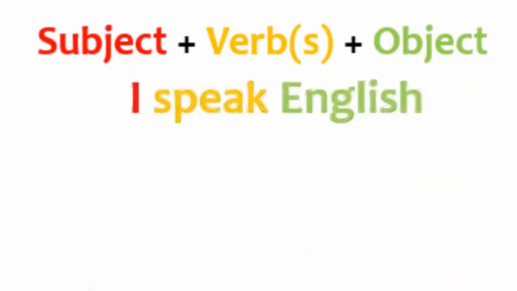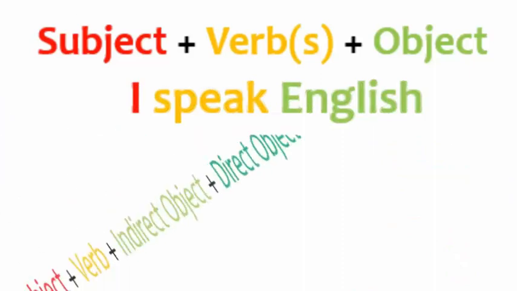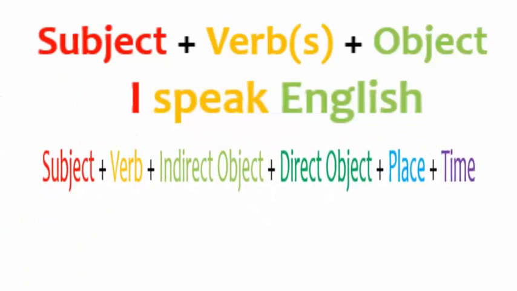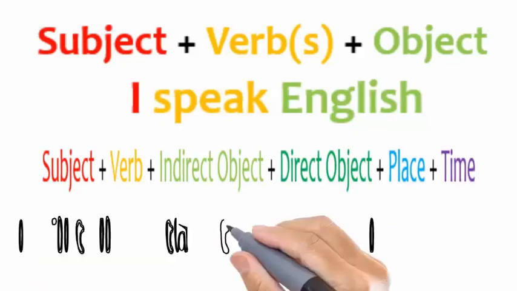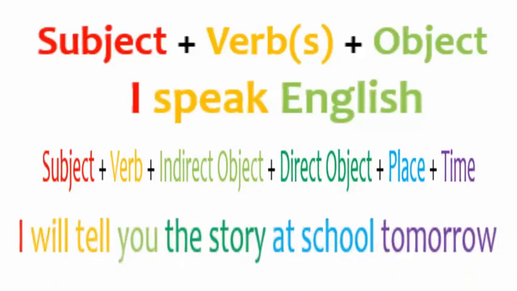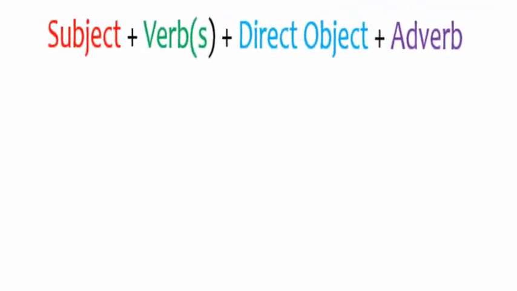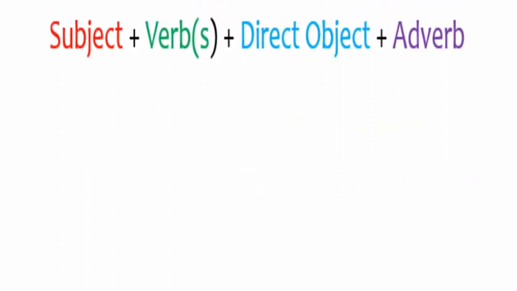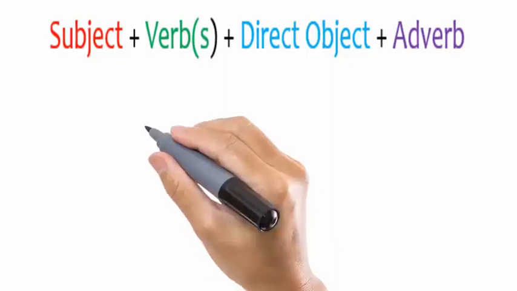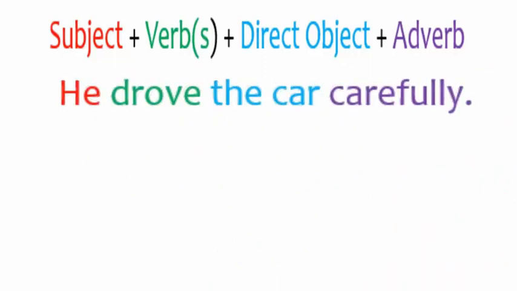If you wanted to use indirect and direct objects with place and time, the structure would become subject, verb, indirect object, direct object, place, and then time. For example, "I will tell you the story at school tomorrow." Adverb of manner is placed after the direct object. So the order becomes subject, verb, direct object, and then adverb. For example, "He drove the car carefully."